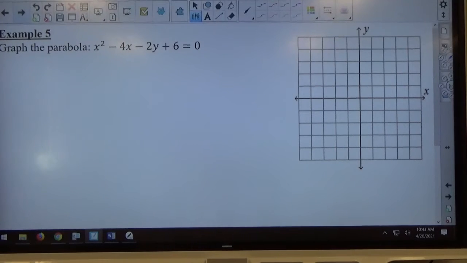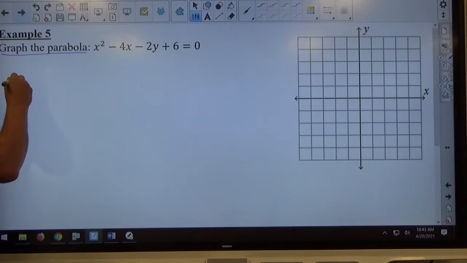Alright, so example 5 asks us to graph the parabola x squared minus 4x minus 2y plus 6 equals 0. And as soon as you see the words graph the parabola, you should know there's two different standard forms that we could possibly have in this problem. So, first thing I'm going to do is establish the standard form structures that I could possibly have.